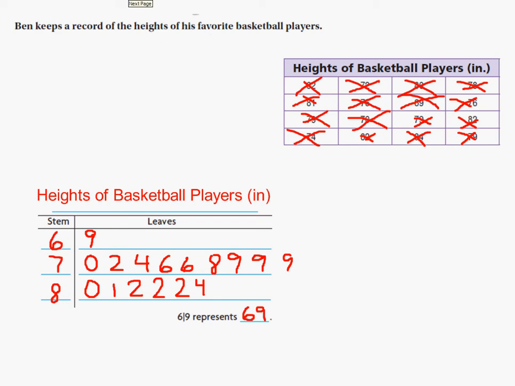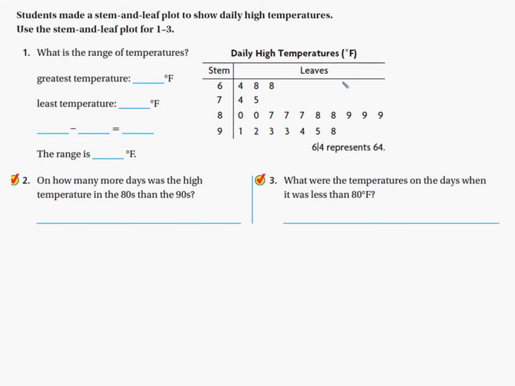Now we're going to analyze one. So here's a stem and leaf plot of daily high temperatures. We're going to find the range of these temperatures. It's going to be the greatest temperature minus the lowest temperature. The greatest temperature is the biggest number. My biggest stem is 9, and the biggest leaf of that stem is 8. So my greatest temperature is 98. And my least temperature is my lowest stem with my lowest leaf. That's 64.